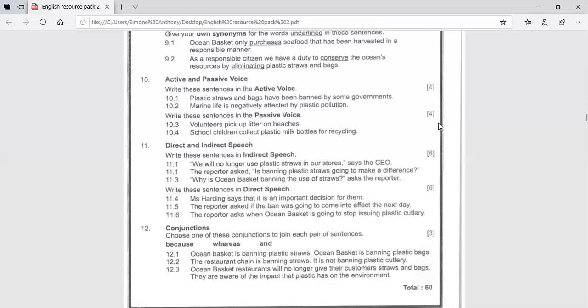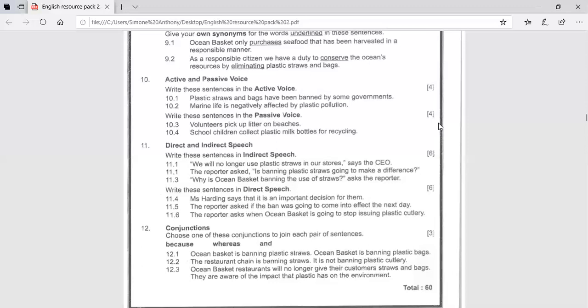Now if you're looking at 10.3, where we have to change it from active to passive voice. The first one is volunteers pick up litter on beaches. That would change to litter on beaches is picked up by volunteers. 10.4, school children collect plastic milk bottles for recycling. Milk bottles for recycling are collected by school children.